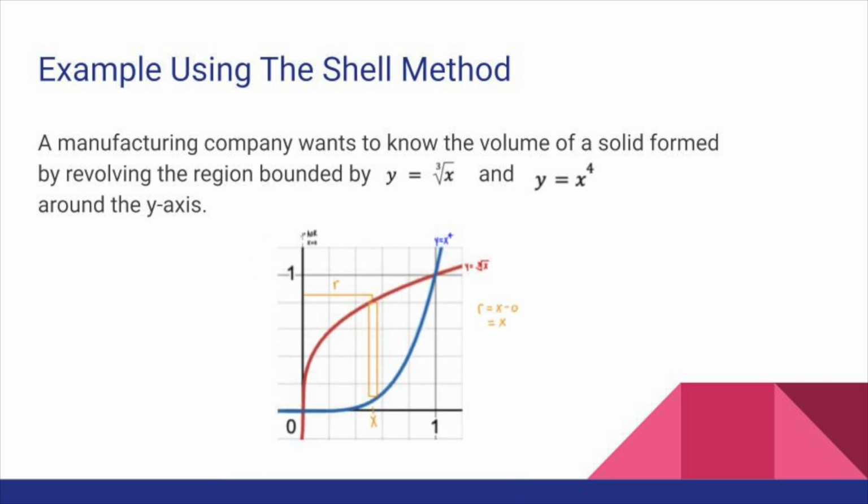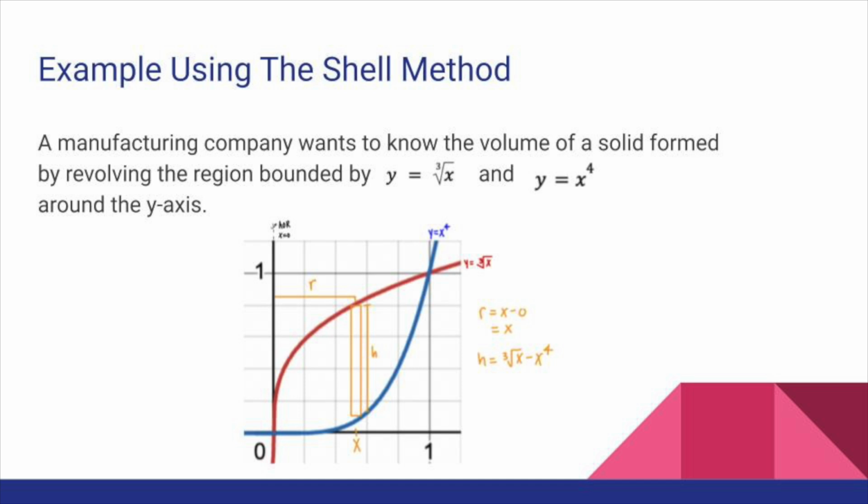Now we will identify and label r. Recall that r is the distance from the axis of revolution to the rectangle. Therefore, r equals x minus 0, or simply x. Furthermore, let's identify and label h. Remember that h is the height of the rectangle. So, h equals the cubic root of x minus x to the power of 4.